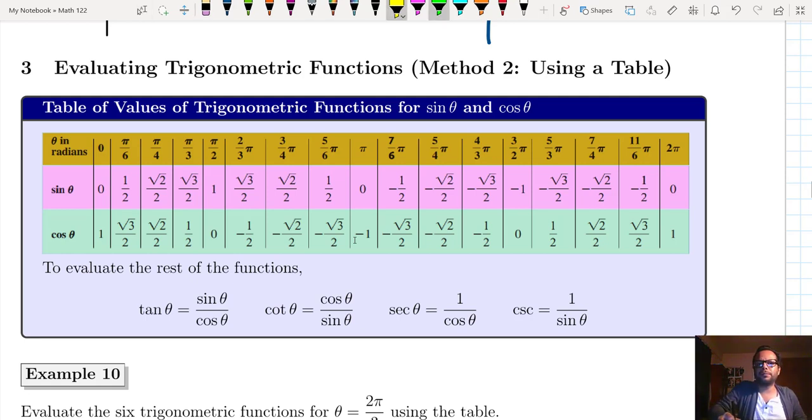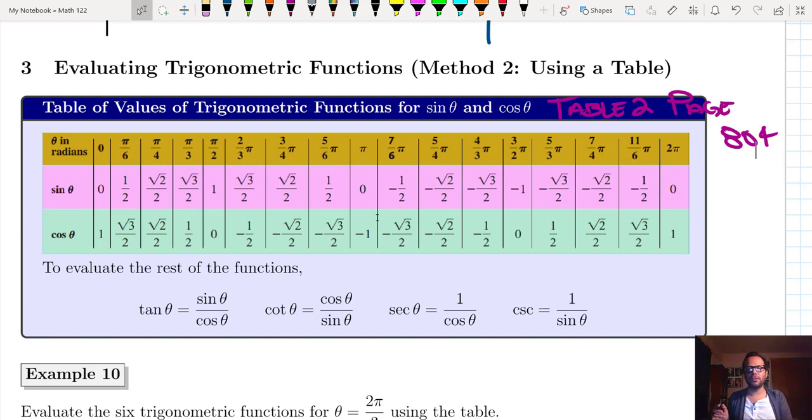This is Table 2, page 804. All right, so that is where you can find that table. And I put colors here. I used Photoshop to make different colors, right? The table just has a white background, so to make it more colorful and easier to recall, I put these colors.